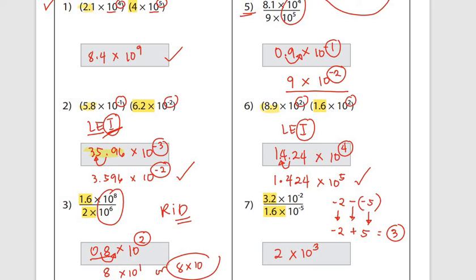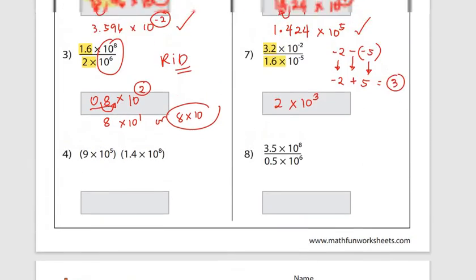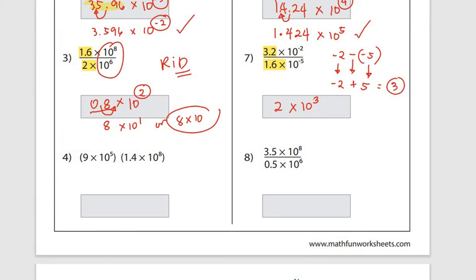Okay. So I hope you had some. Oh, we still have some more here. Let's just continue this one though. All right. So number four, 9 times 10 raised to 5 times 1.4 times 10 raised to 8. So again, focus on your numerical factors. So 9 times 1.4. That's going to give us 12.6 times 10 raised to, you add the exponents. So 5 plus 8, that's going to give us 13.